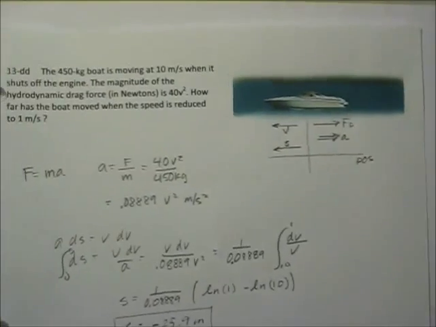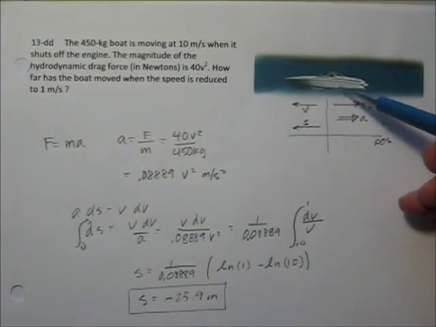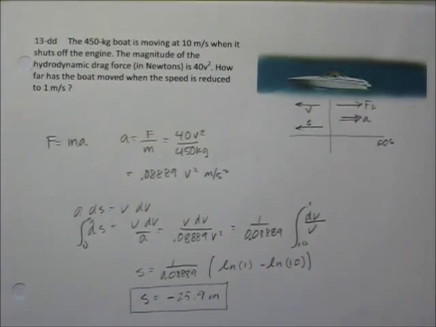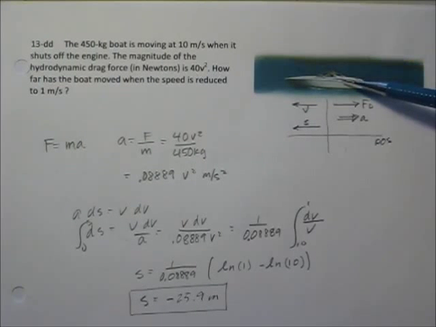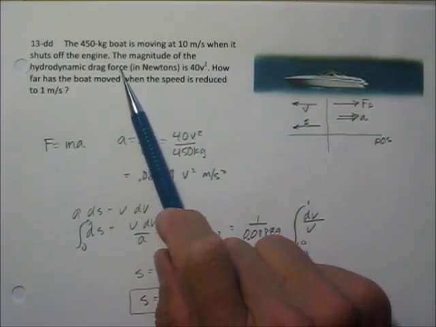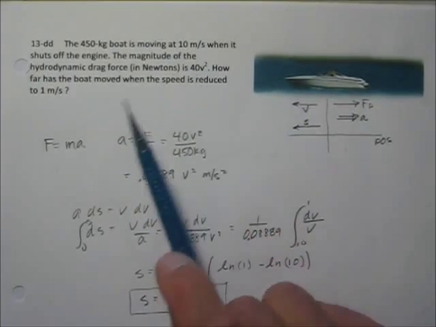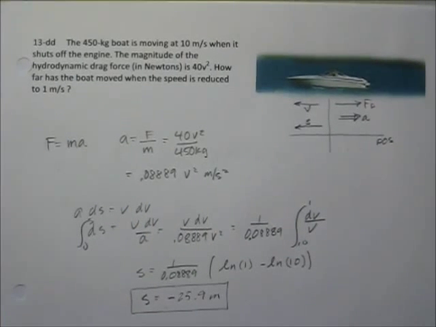Here we have a boat that's moving in the water, and it's going in this direction. It's got a velocity in this direction. What we say is that it shuts the engine off, and it was going at 10 meters per second, and there's a hydrodynamic drag force of 40 V squared that's slowing the boat down. And then we want to find out how far it moves once the speed has been reduced.